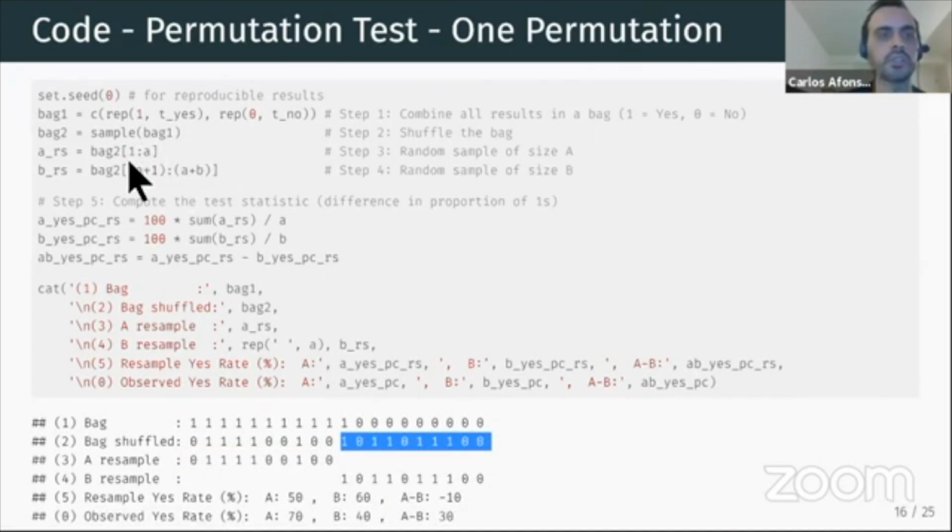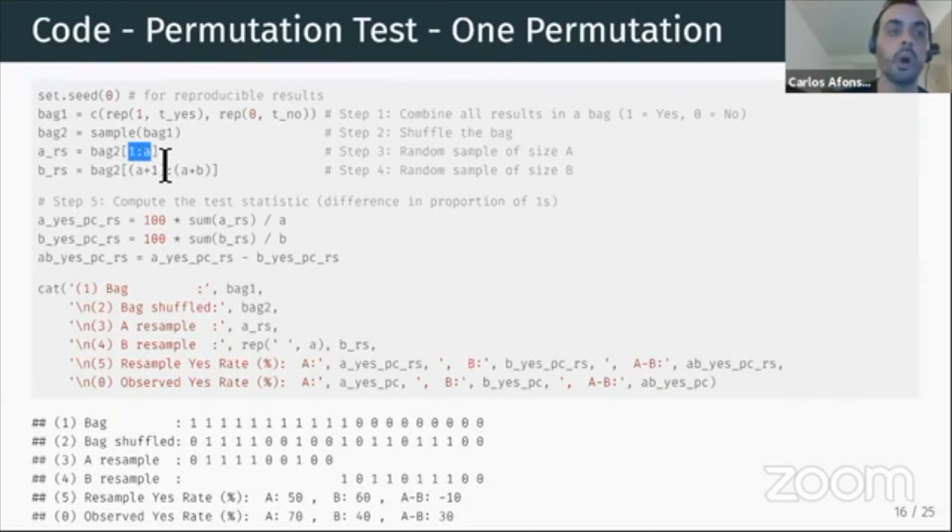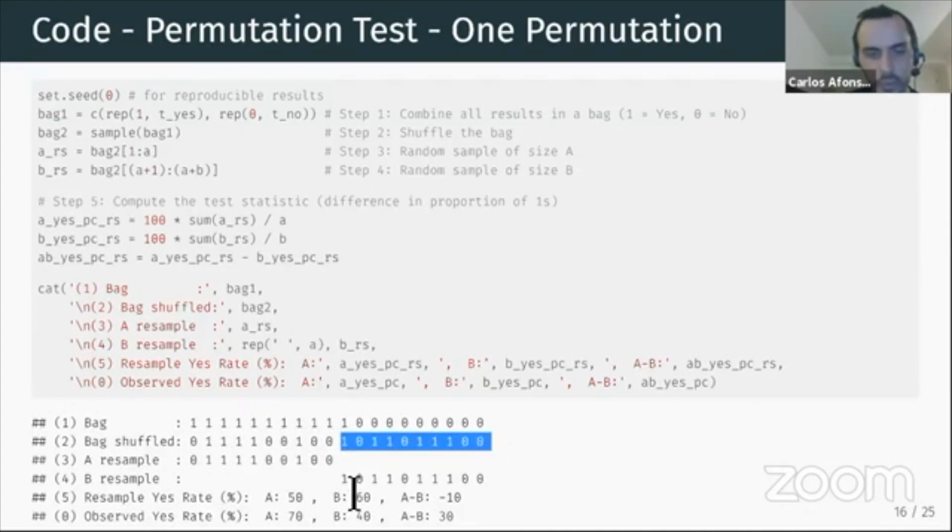So here we are using index notation to select the elements of a vector. First select the elements from 1 to A. R starts counting at 1, the index starts counting at 1, while, for example, Python starts counting at 0. So here we are selecting the first A elements to be the resample for A, and then the elements from A plus 1 to the end, which is A plus B, are going to be the resample for B. So the first A elements are going to be the resample for A. You can see they are the exact values, and then the remainder elements are going to be the resample for B, and you can see they are the exact same values.